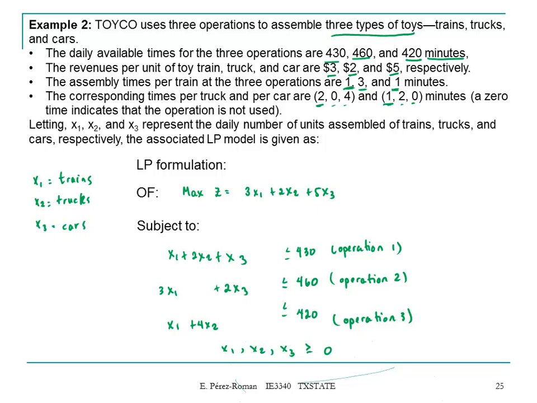So we were trying to maximize the profit, which is right here. So we are doing $3 per product 1, $2 per product 2, and $5 per product 3. And here, these 3 are your products: trucks, trains, and cars. And we have 3 constraints, 1 per operation. And the right-hand side, again, is the number of hours that you have available, or in this case, minutes that you have available for each operation.